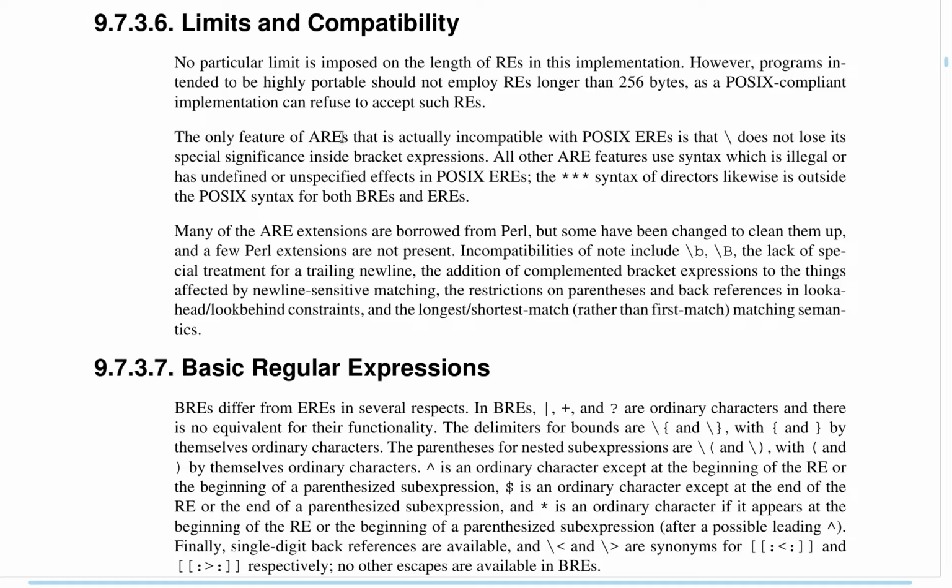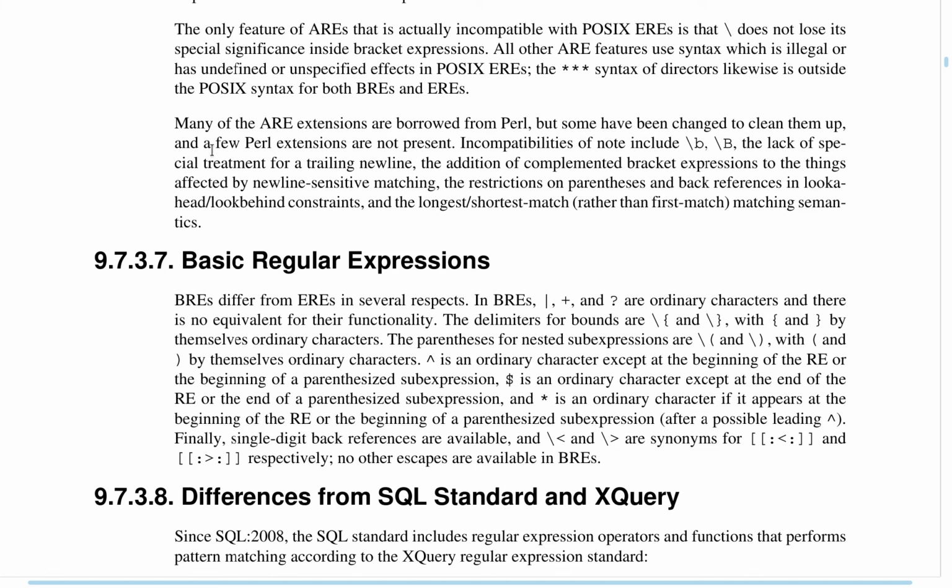The only feature of AREs that is actually incompatible with POSIX EREs is that backslash does not lose its special significance inside bracket expressions. All other ARE features use syntax which is illegal or has undefined or unspecified effects in POSIX EREs. The *** syntax of directors likewise is outside the POSIX syntax for both BREs and EREs. Many of the ARE extensions are borrowed from Perl, but some have been changed to clean them up, and a few Perl extensions are not present.